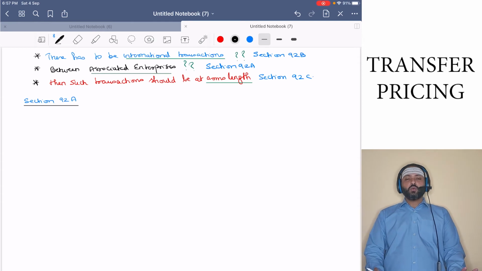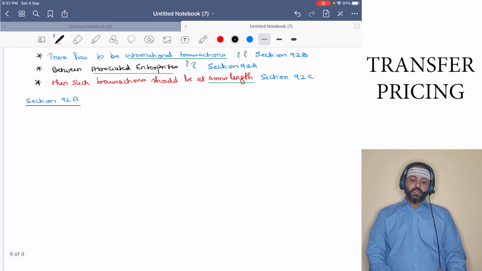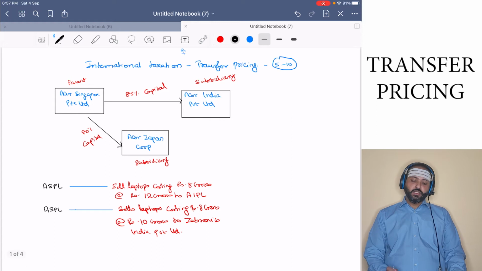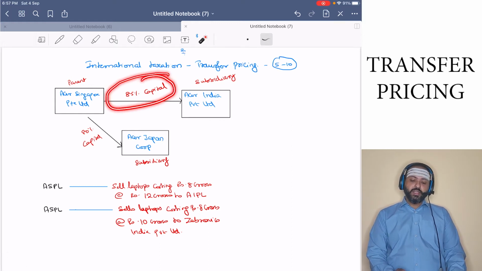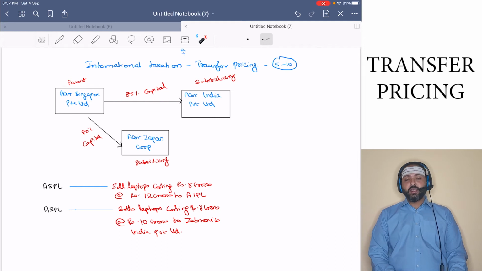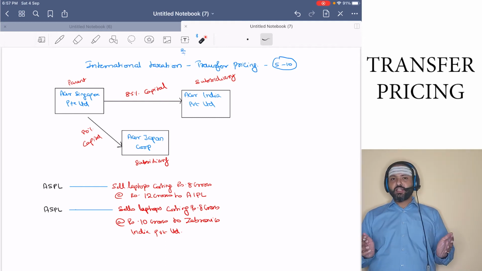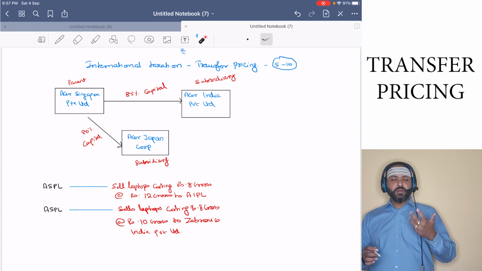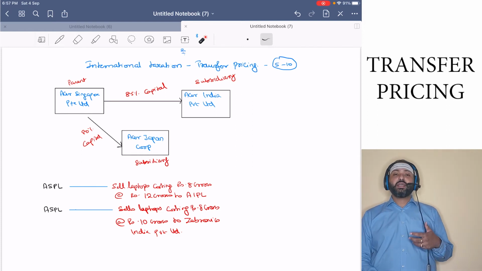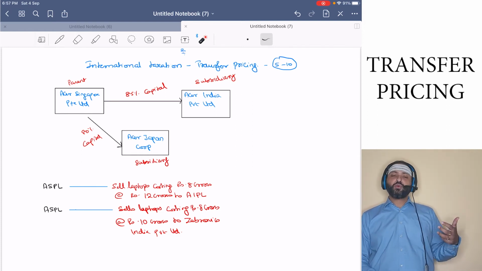Now, what was the starting point? If you go back to the way we started this issue, we told that Acer Singapore holds 80%, 85% in Acer India, which means what? Parent subsidiary relationship. So under Companies Act, what do we call this? We call this exercise of control. So there is a control of one entity over the other, therefore they are related parties.